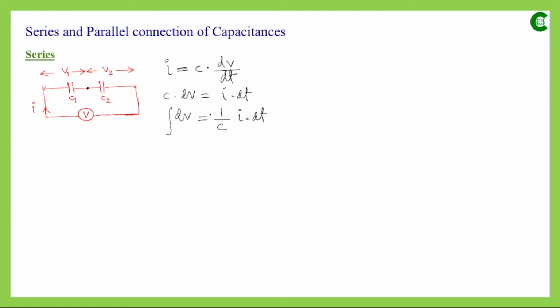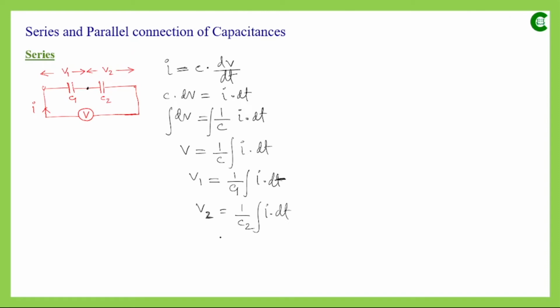Now if we integrate both sides of this equation, integration of dV will give us V, and here 1 by C is again constant, so it will be taken out of this integration, and it will be integration of I dt. Now if we find out the individual voltage drop, it can be found this way: V1 will be 1 by C1, its capacitance value, and I dt. V1 is the voltage drop across this capacitor. And since these two capacitors are connected in series, their current values will be the same.